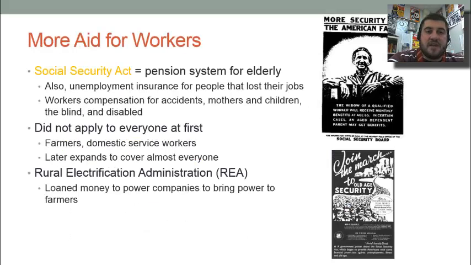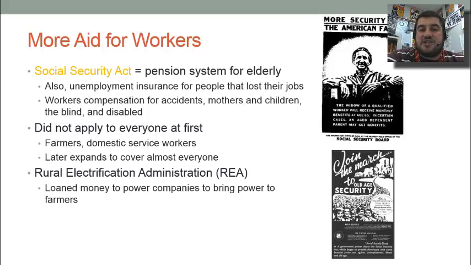The Social Security Act provides Social Security. It's the beginning of Social Security, a public pension system for the elderly. So if you have a job right now, you're paying into Social Security, and hopefully in 40 or 50 or 60 years, whenever you retire, it will be there and you'll get a check from the government.